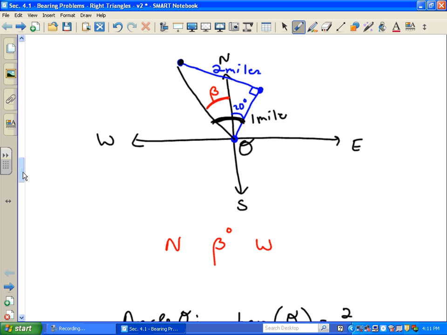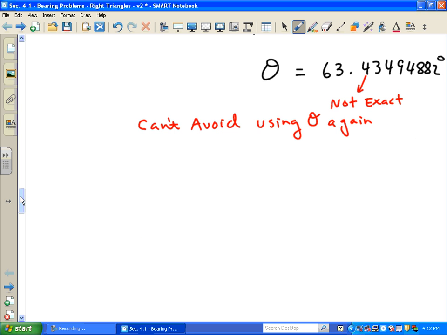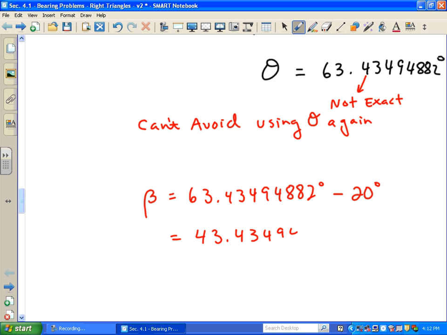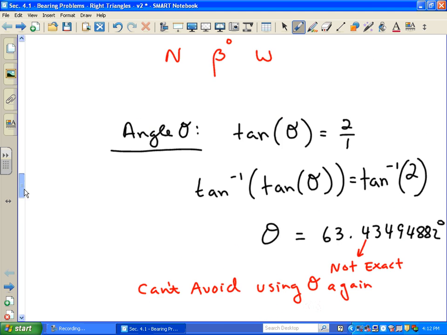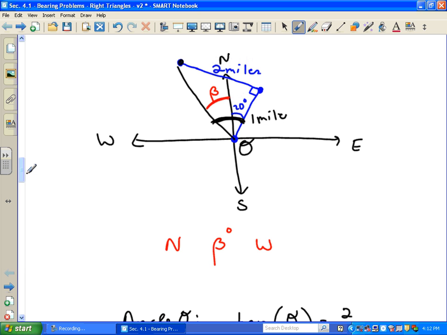Alright, what we want to find from our picture, let me scroll back up here, so we've found our whole angle at the origin. We want to now find beta, and so we can see that we want to take the angle that we just found and subtract off 20. So beta is going to equal 63.434948882 degrees minus the 20 degrees. And so that would end up giving us 43.434948882 degrees.